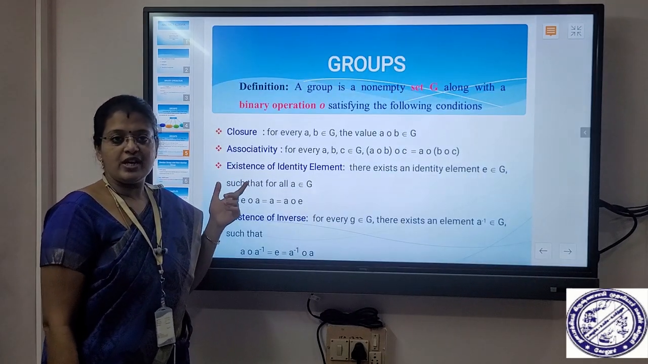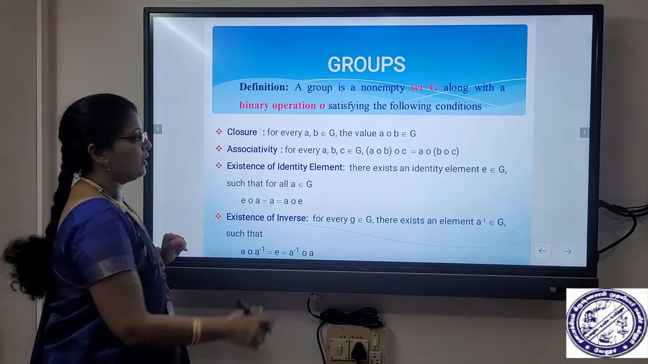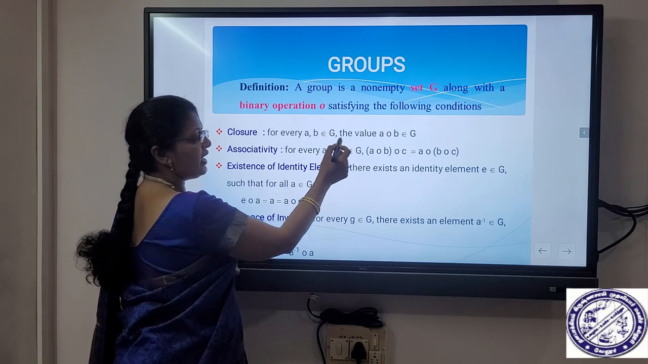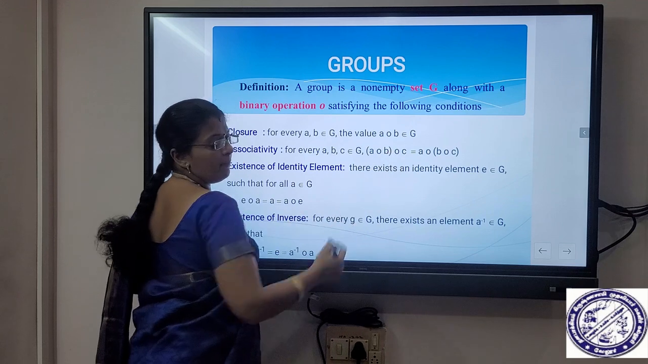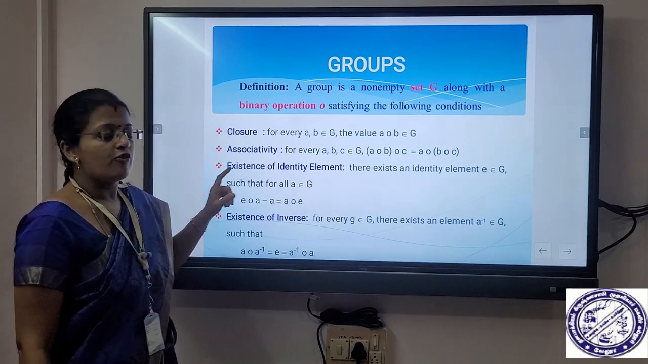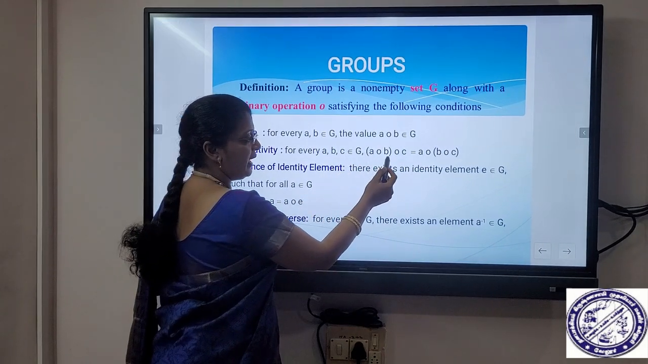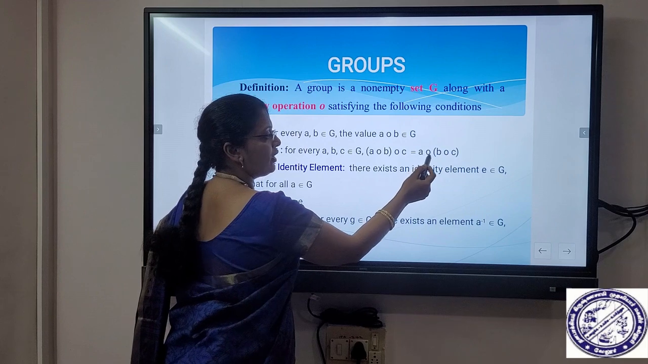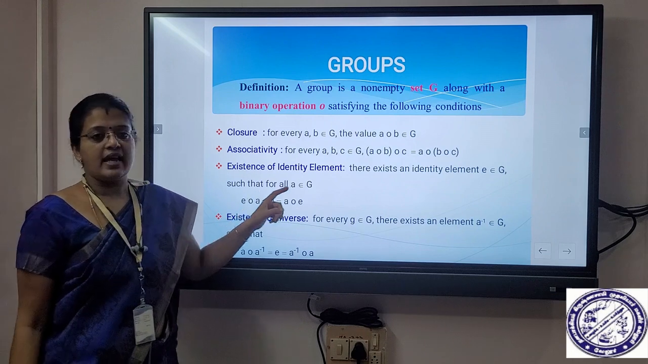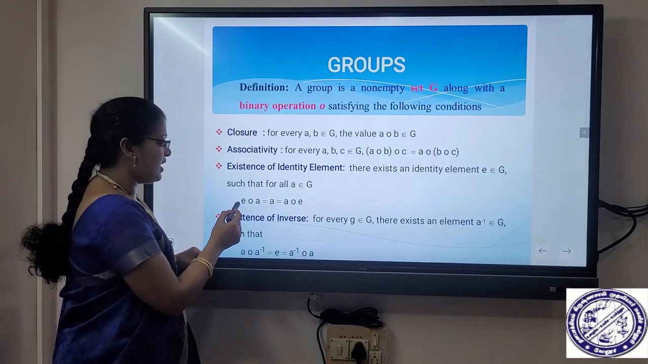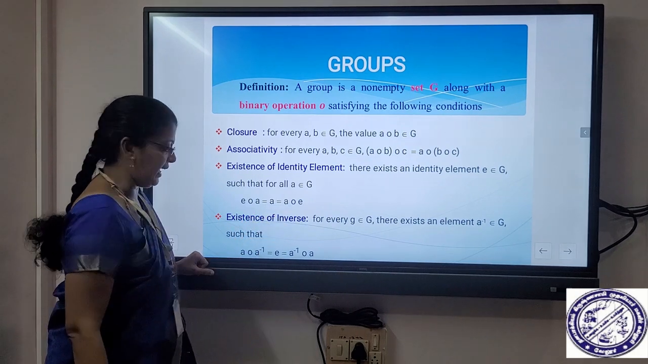A non-empty set G is said to be a group if it satisfies the following conditions. The first is closure. For every A, B belongs to G, here the binary operator we have taken is product, so A product B also belongs to G. Associative means for three elements A, B, C belonging to G, (A product B) product C is equal to A product (B product C). Then existence of identity element: there exists an identity element E belonging to G such that E product A equals A product E equals A.